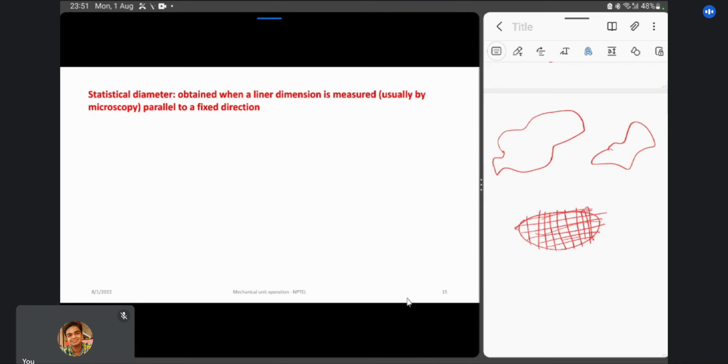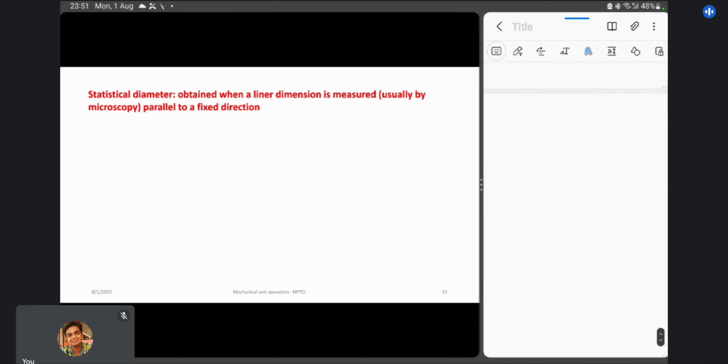Now, this is all about how we can physically control over the different kinds of shapes and diameters. But if you want a very accurate measurement of any particular particle, then we will follow the statistical diameters. Statistical diameter we generally follow to measure the diameter of a particular particle in a very reliable manner, with the highest accuracy and precision. So for that we will use the linear dimension, which is parallel to a fixed dimension.